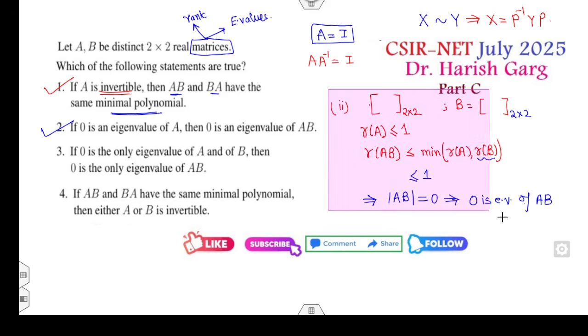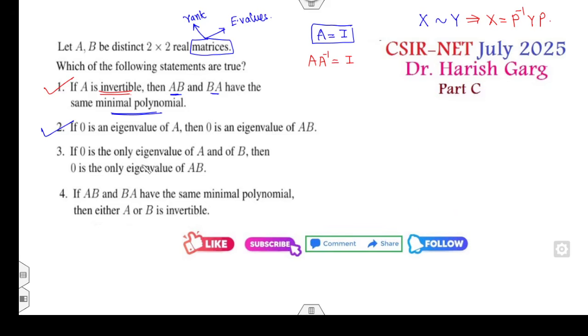Look at the third option. 0 is the only eigenvalue of A. Now the word is "only". 0 is the only eigenvalue. So if I choose a matrix A where 0 is the only eigenvalue, fine, and 0 is also the only eigenvalue of B, so if I choose B like this, then 0 is also the eigenvalue of AB.